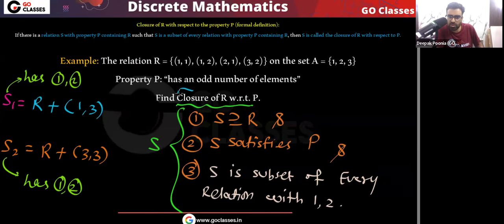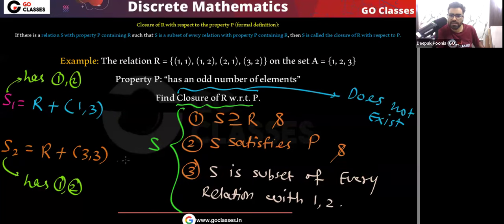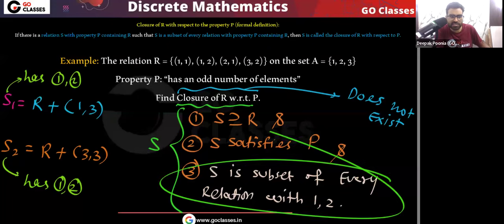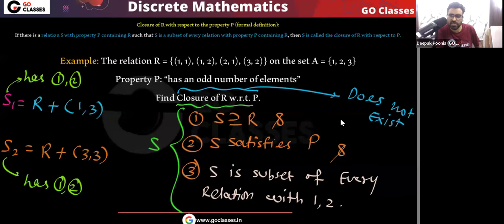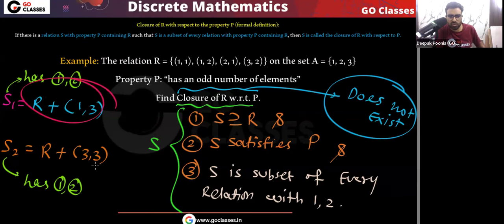So finally I can say that closure does not exist, because you can easily see this S1 is not a subset of S2 and S2 is not a subset of S1. So basically this third statement is not satisfied. So finally for the closure I can say closure does not exist. Don't say there are multiple closures. Don't say that this is also a closure, this is also a closure. I told you closure is always unique if it exists.